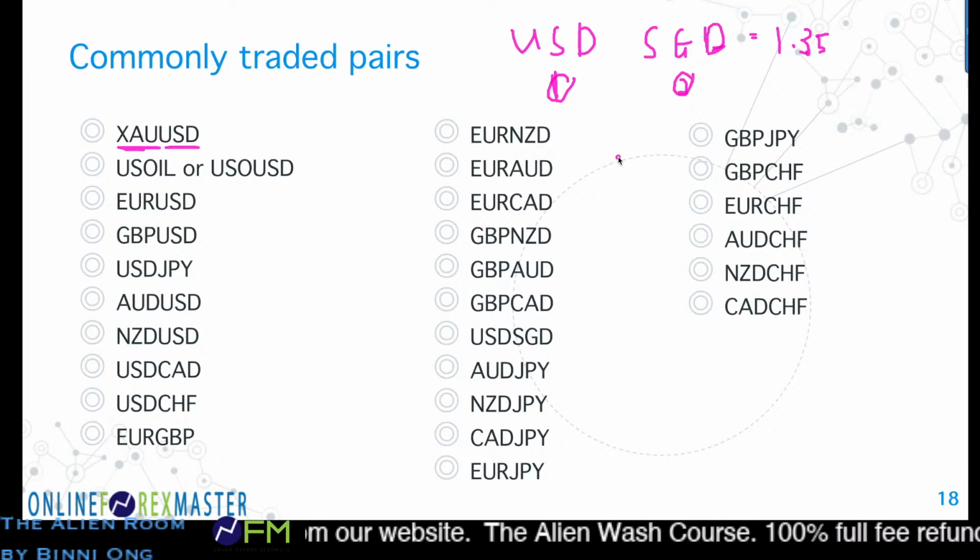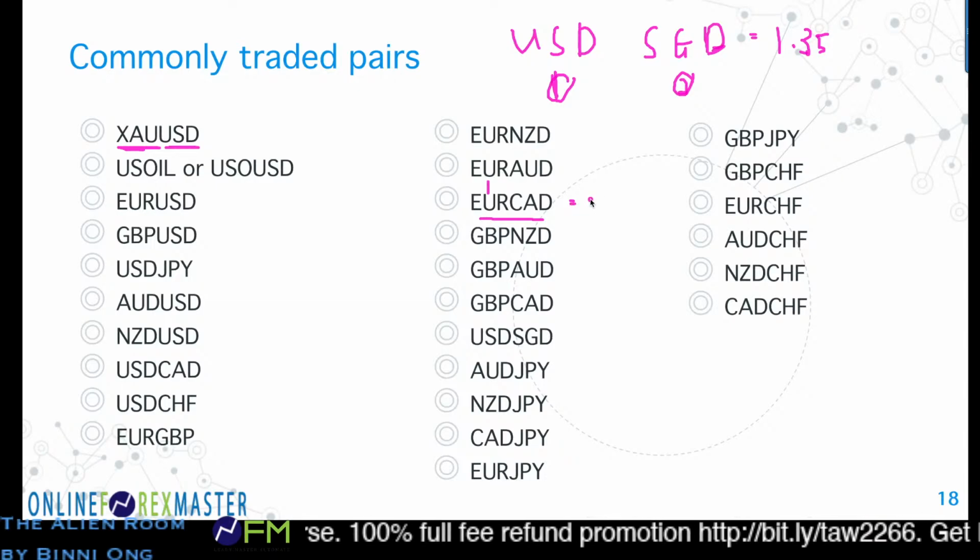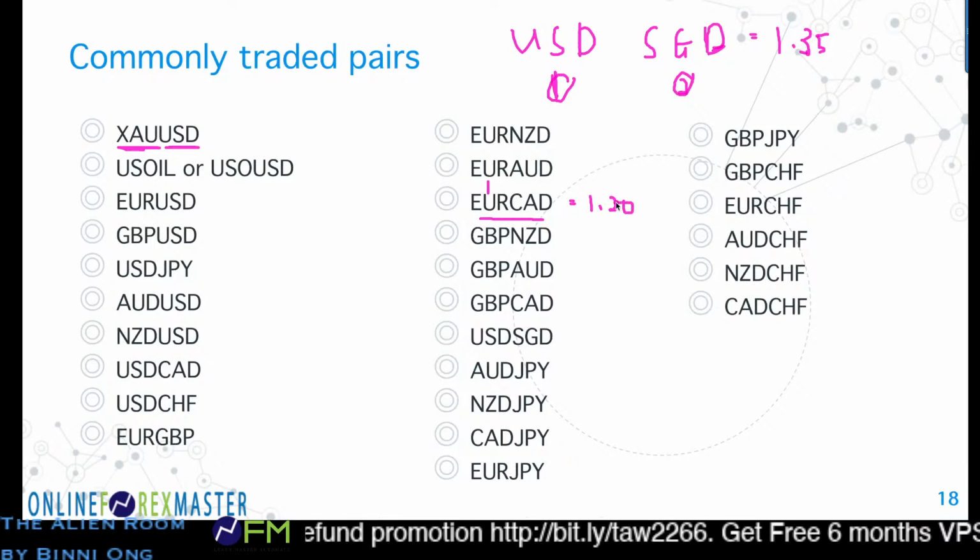Now this means that, for example, if you traded euro versus CAD, euro will always be equal to 1, and let's say euro versus CAD is 1.20, what does it mean? It means that 1 euro can fetch you 1.20 CAD. So if you are trading euro versus CAD, then your profit and loss would be in CAD.